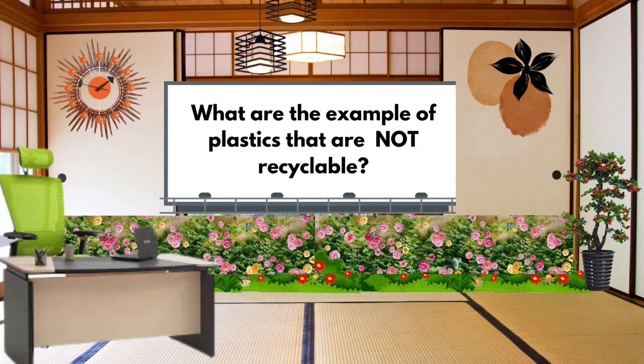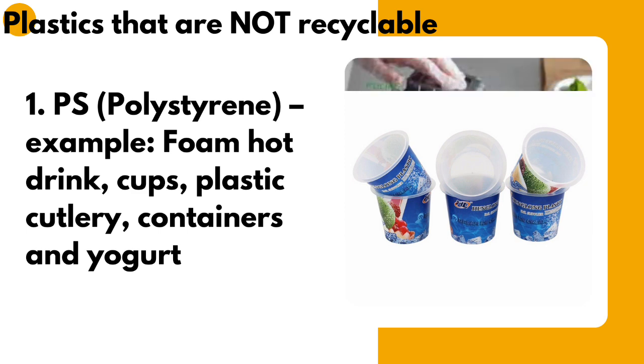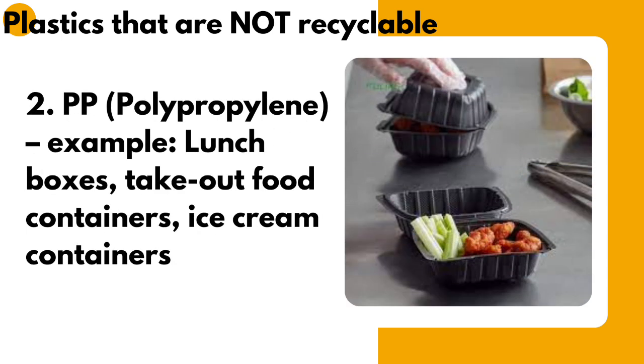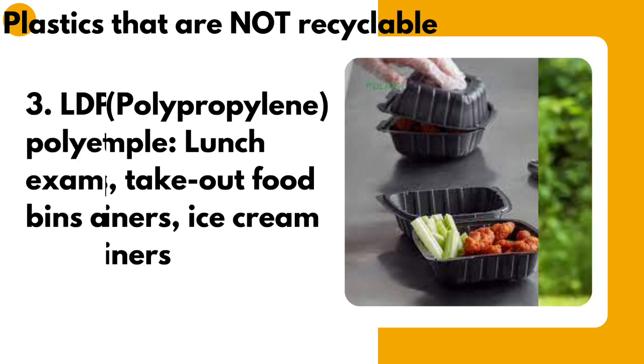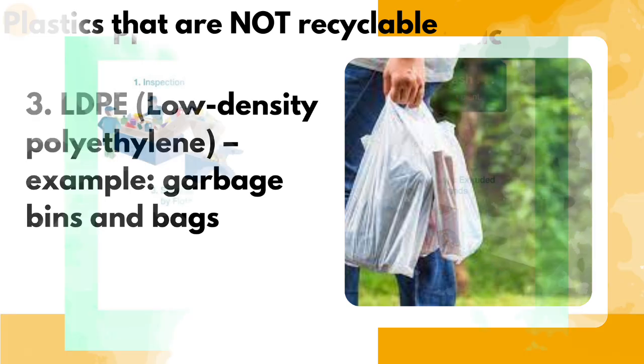Okay, now we proceed to the examples of plastics that are not recyclable. Number 2 is PS or polystyrene. Examples are foam, hot drink cups, plastic cutlery, containers, and yogurt. Another example of plastics that are not recyclable is PP or polypropylene. Examples are lunch boxes, take-out food containers, and ice cream containers. Okay, number 3 is LDPE or low-density polyethylene. The examples are the garbage bins and bags.